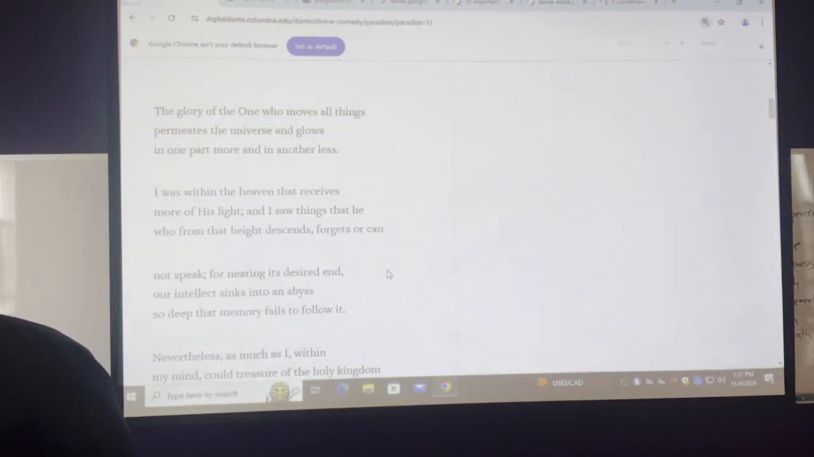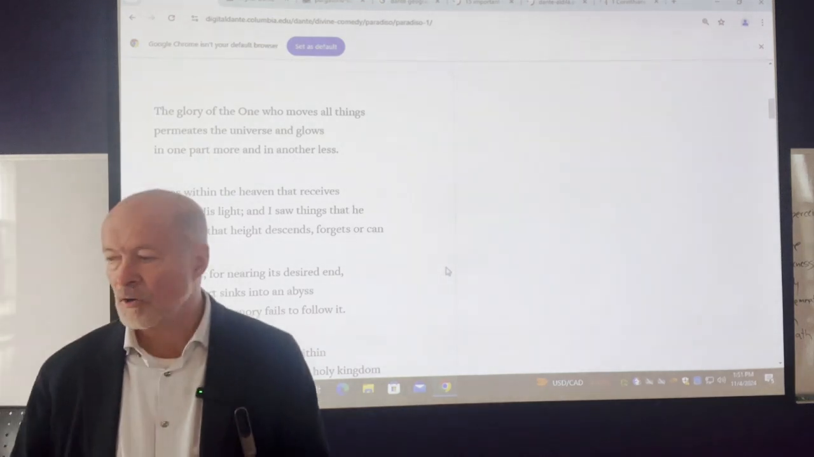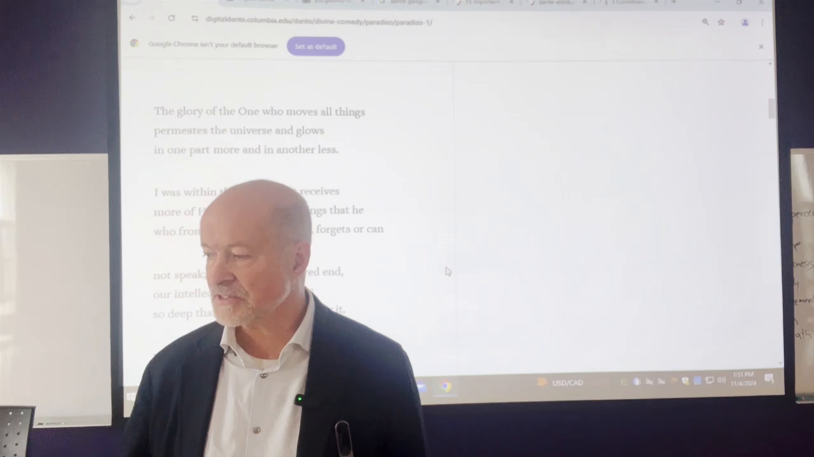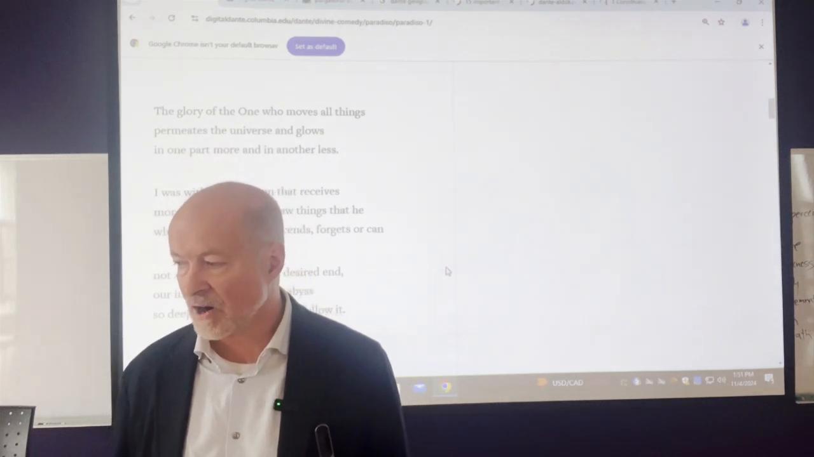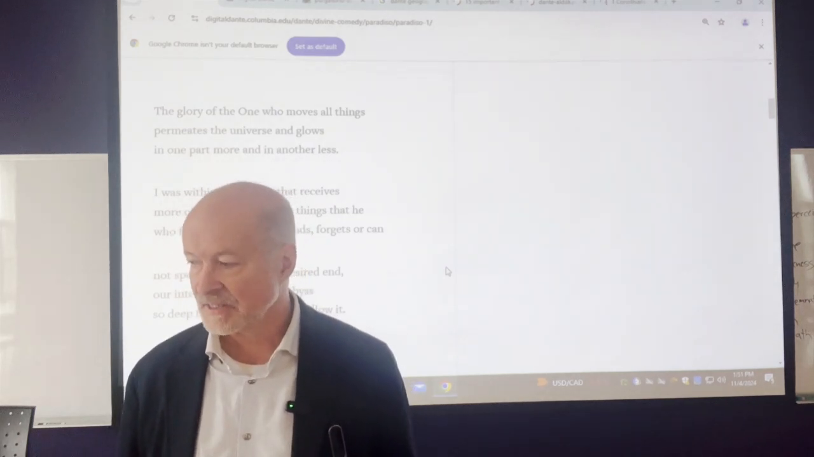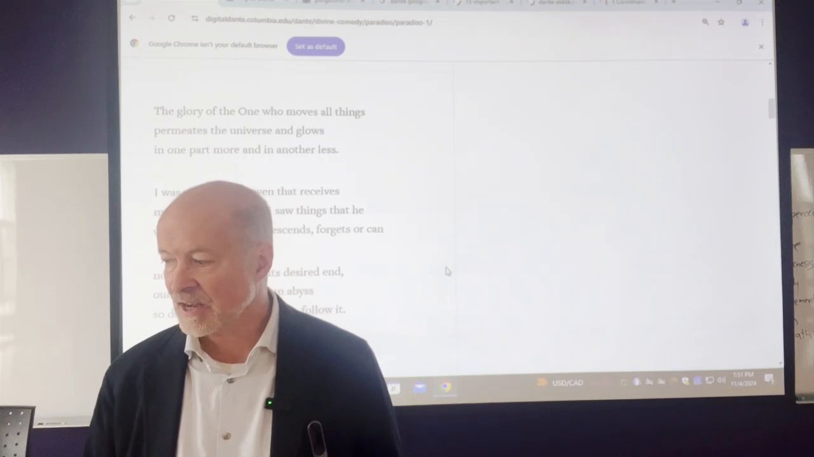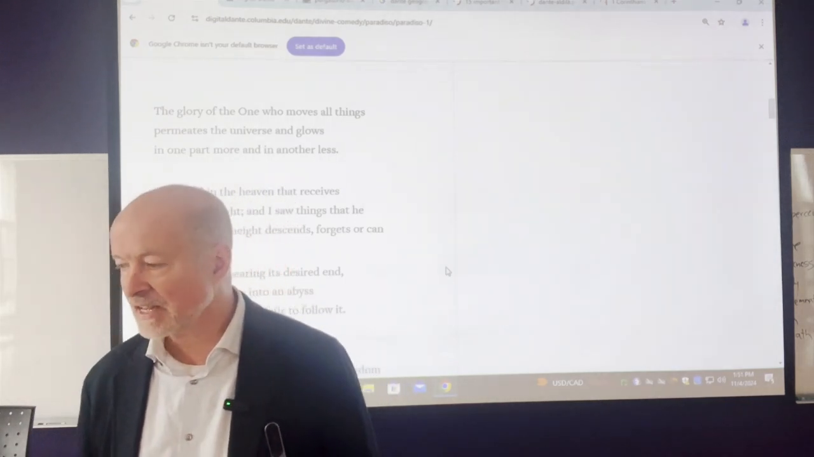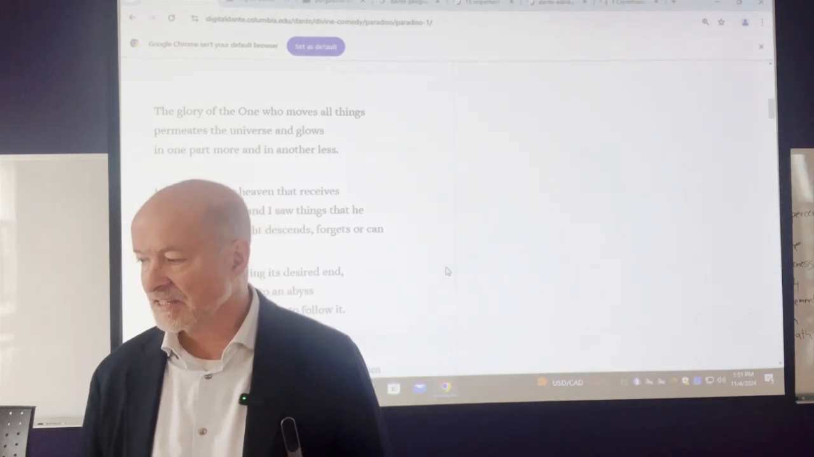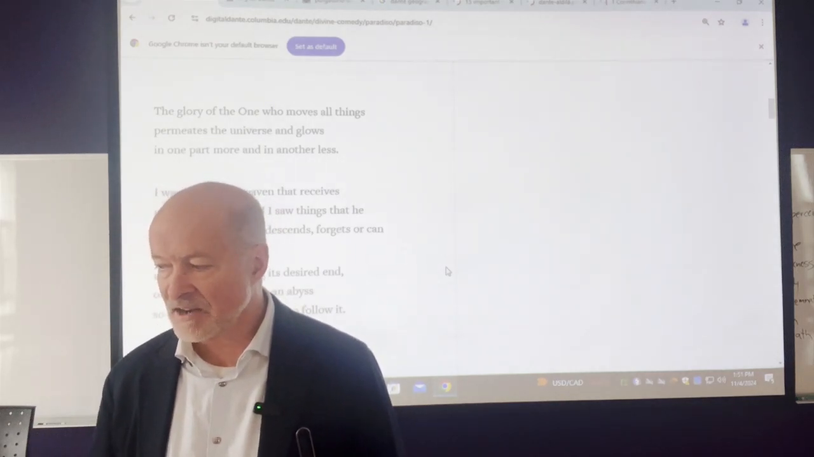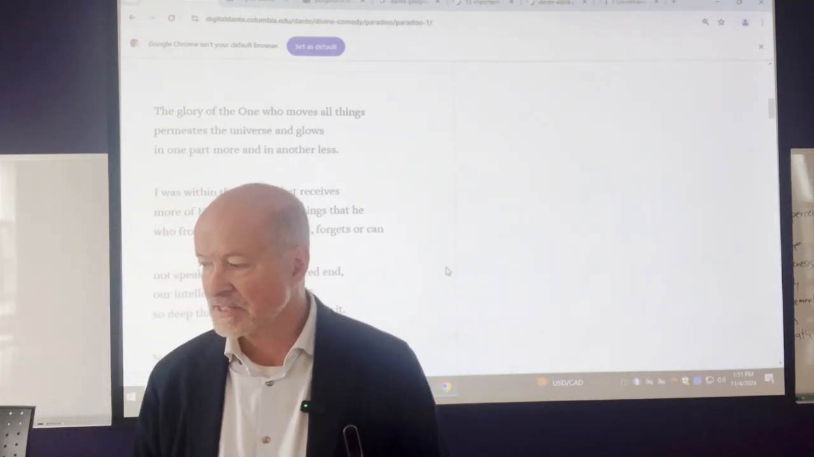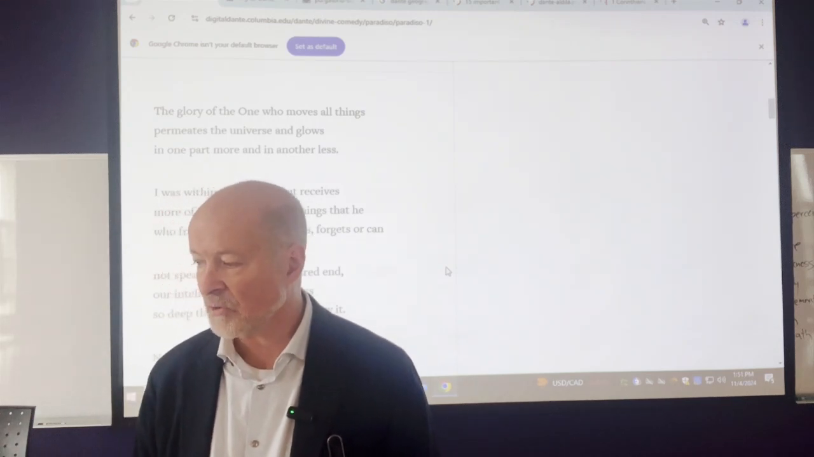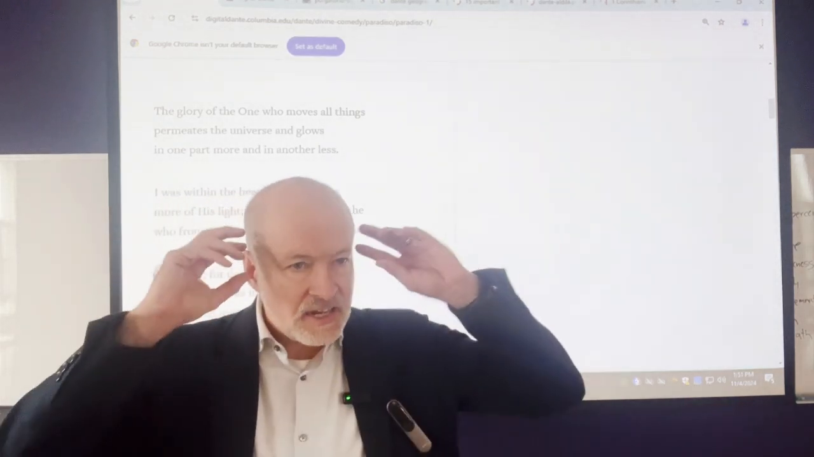The glory of the one who moves all things. How does he move them? Through love. Permeates the universe and glows in one part more and in another less. I was within the heaven that receives more of his light. And I saw things that he who from that height descends, forgets, or cannot speak, nor nearing its desired end, our intellect sinks into an abyss so deep that memory fails to follow it. Nevertheless, so it's an intellectual ascent.